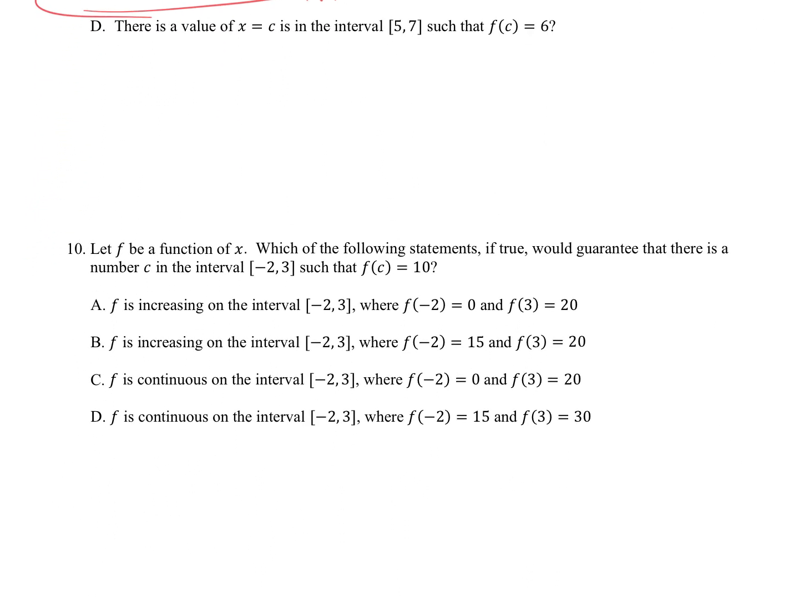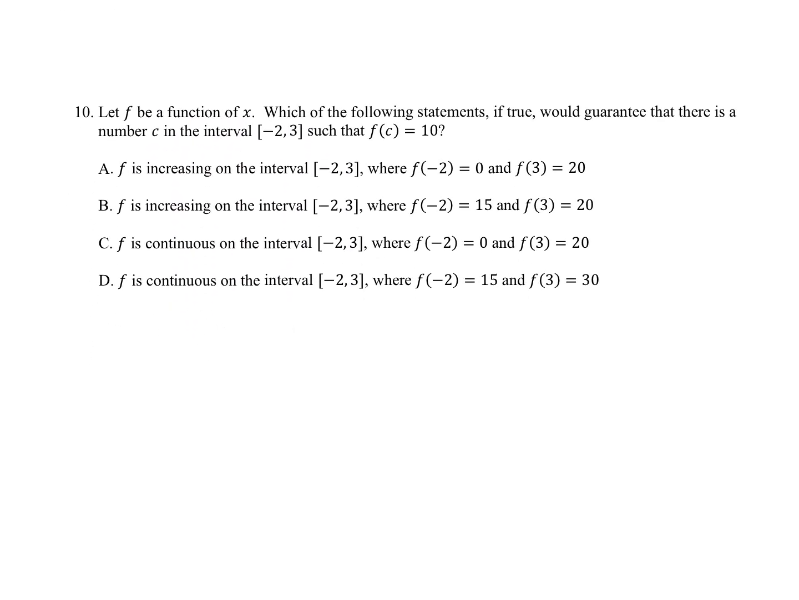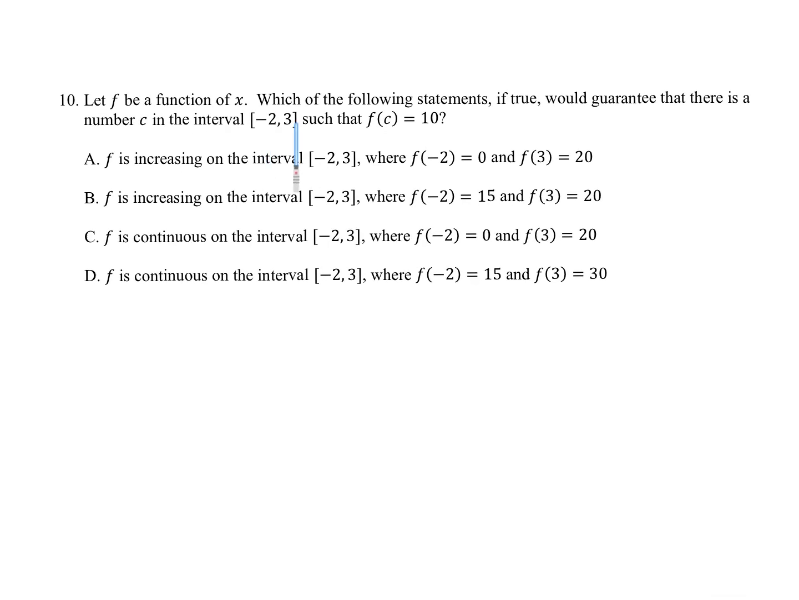And the last one, let f be continuous as a function. Which of the following statements, if true, would guarantee that there's a number in between -2 and 3 such that the y value is 10? What word do we like? Increasing or continuous for that? Continuous. We like continuous, thank you. And they're saying, hey, just to let you know, this -2 is the left bound, and this 3 is the right bound. And they want the y value to be 10. Is 10 between 0 and 20? Or is 10 between 15 and 30? 10 and 20, right? So it's going to be C.